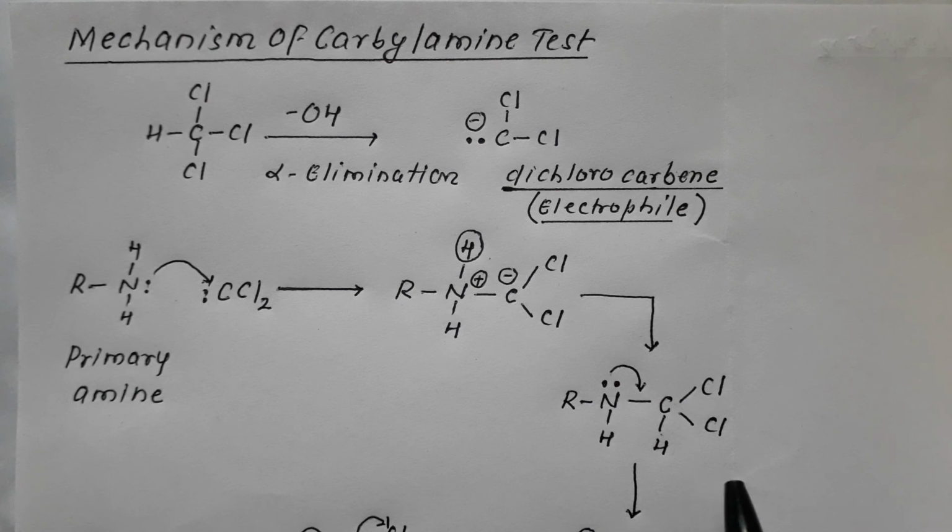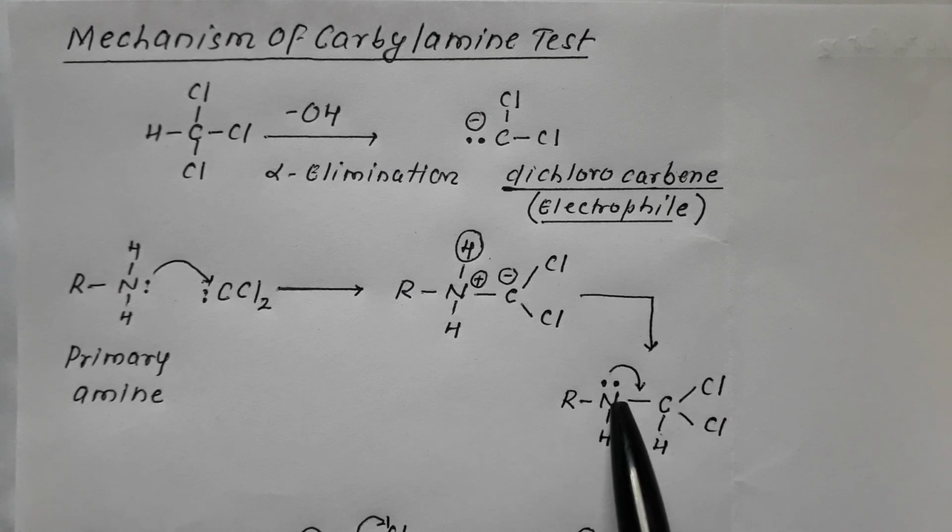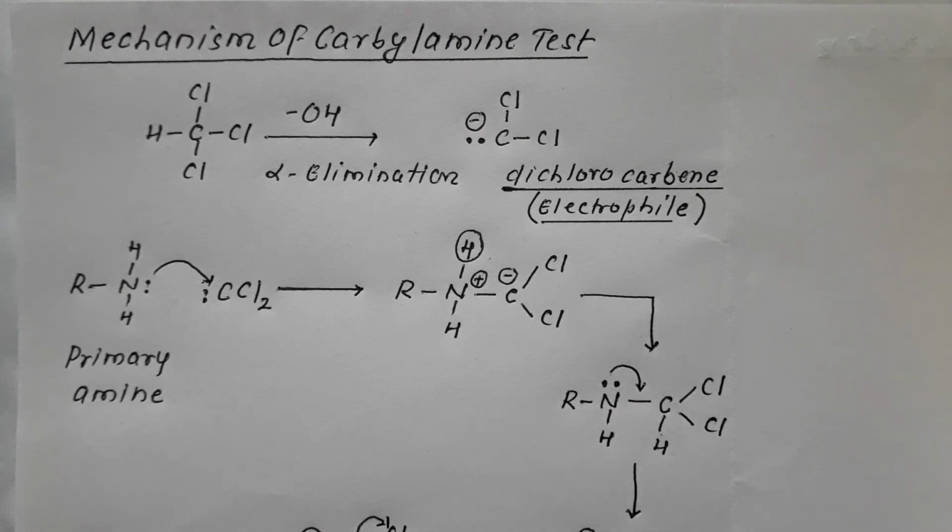Now this molecule loses HCl. This intermediate species then loses HCl and converts into this. The lone pair present on nitrogen comes in between carbon and nitrogen, making a double bond. So it results in formation of RNH double bond CHCl.